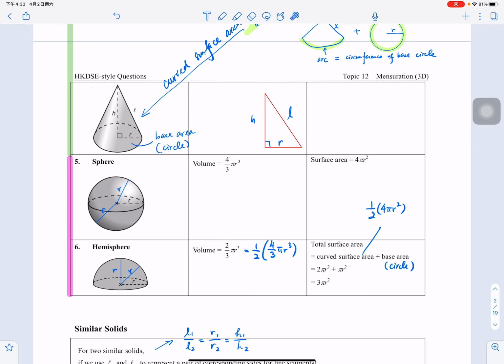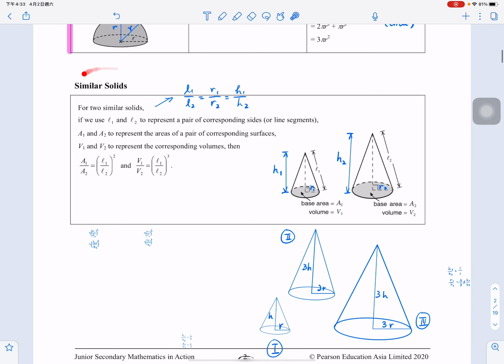Clear? Okay, have a look at this one, about the similar solid, this relationship between the lengths of the solid. Actually, when we find the volume of a solid, you need to use 3 lengths. Here, R is a length, H is a length, and the sling height also is a length. If you know that they are similar, then the ratio R1 over R2 will equal H1 over H2, and at the same time also L1 over L2.